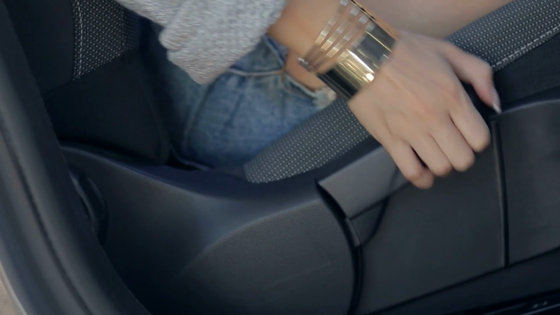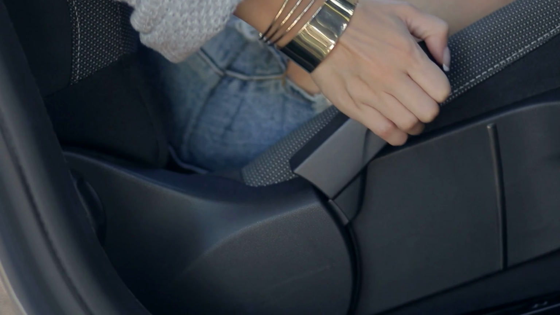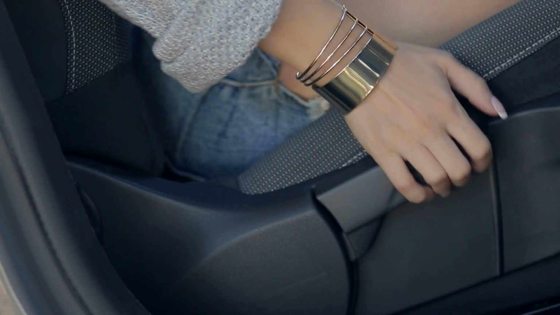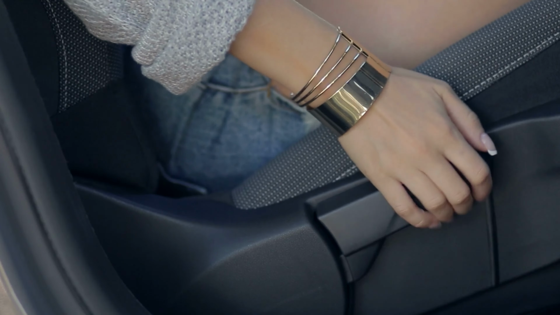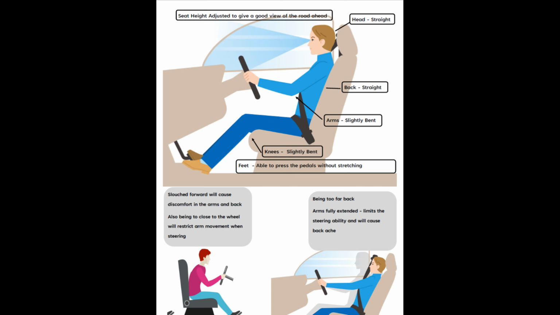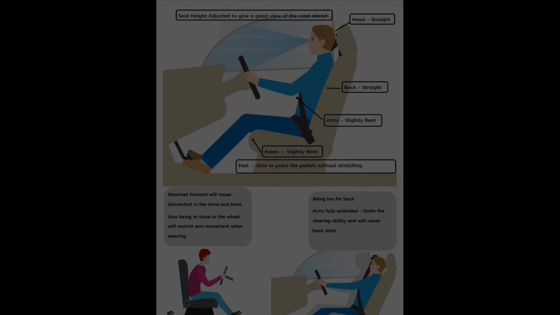So again, with the height of the seat, are they too high? Is their head too close to the roof? So they're going to hit it and knock themselves out. Are they too low so that they can't really see over the dashboard? They're using that laid back style of driving.